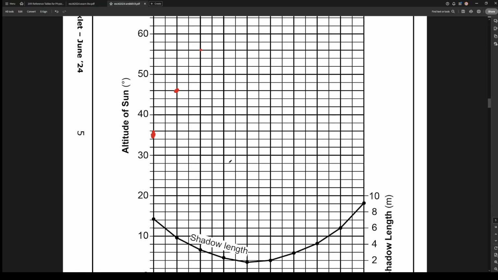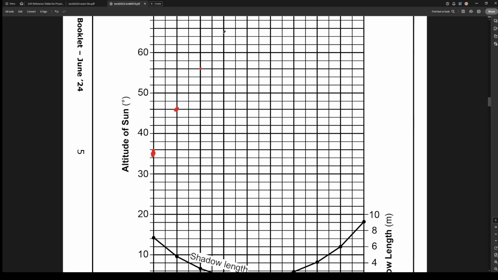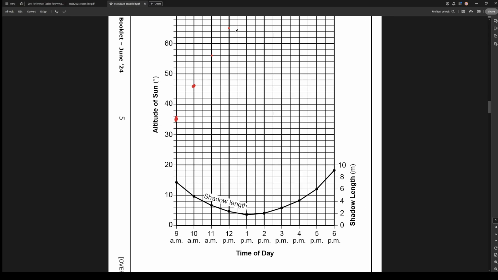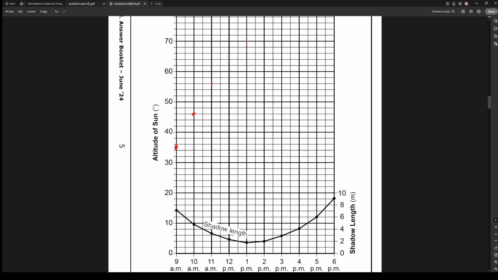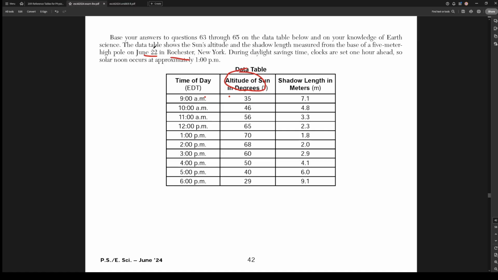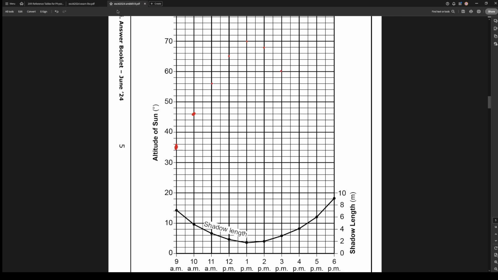12 is 65. Okay. 1 is 70. 2 is 68. 3 is 60. 4 is 50. 5 was 40. And 6 is 29. Okay, I can make all these bigger. And it wants us to connect them. I'm going to do my best.